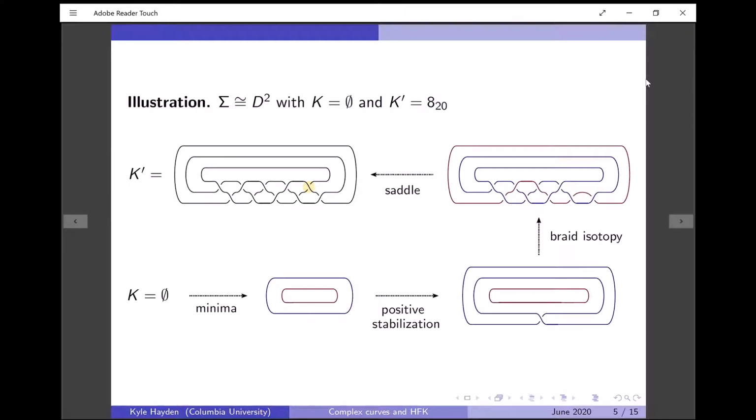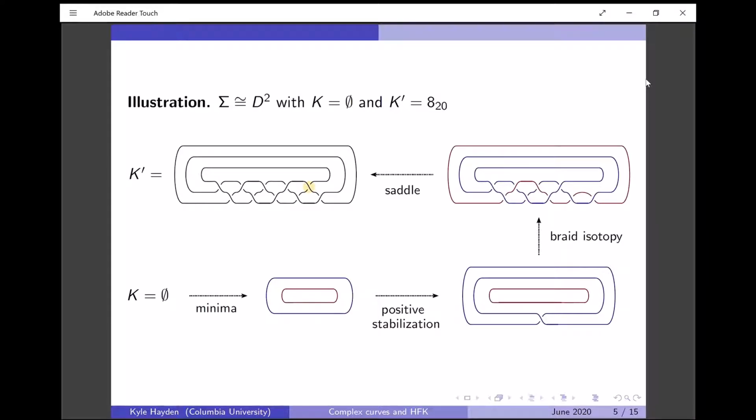And so starting on the bottom left with the empty set, we see a pair of minima that give rise to a two-component braided unlink. And then we see a positive stabilization. Okay, after that, we see some braid isotopy. And I encourage you as an exercise to pause and actually check that those two braids on the right are actually isotopic as braids.